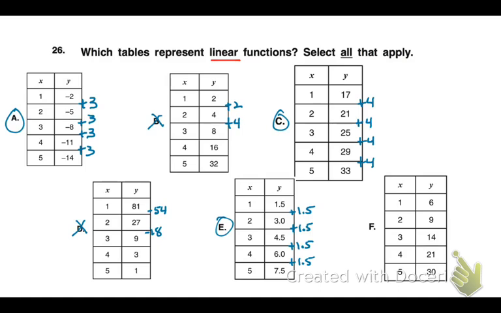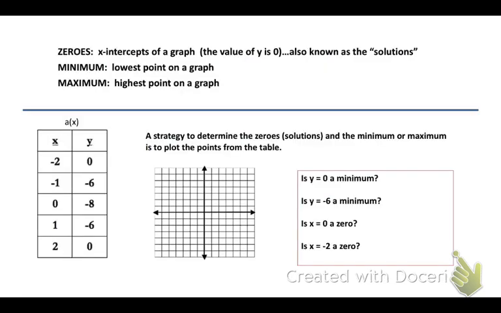And then finally F. To get from 6 to 9, I add 3. From 9 to 14, I have to add 5. So nope, that one is not. Once again, if you have a multiple answer problem like this, just go through each of your answer choices slowly and carefully so that you can get all parts of the answer correct.